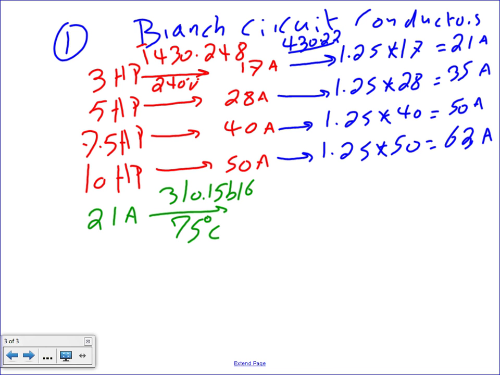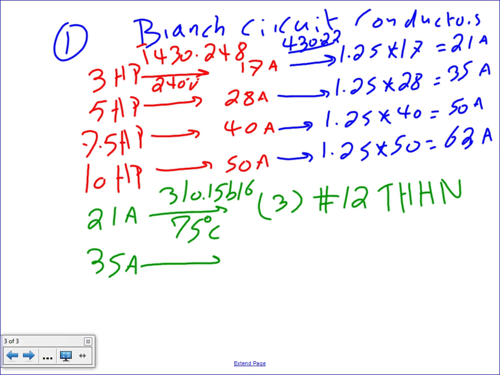So if you go to 21 amps, I need number 12. So this will be 3 conductors, number 12 THHN. Let's go to the second one, 35 amps, the same way. If you go to 35 directly, that will be number 10. 3 conductors, number 10 THHN.